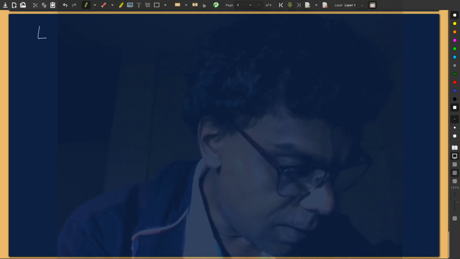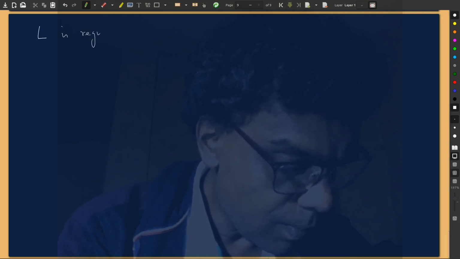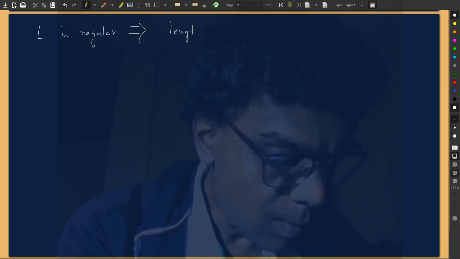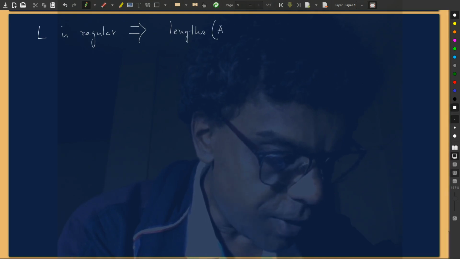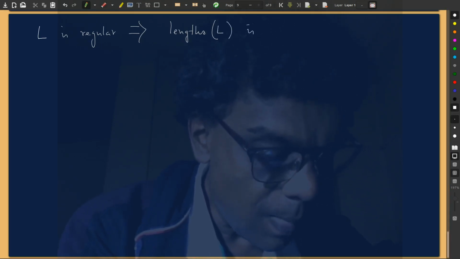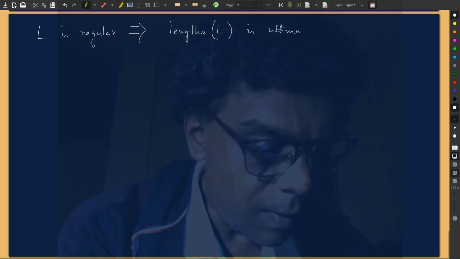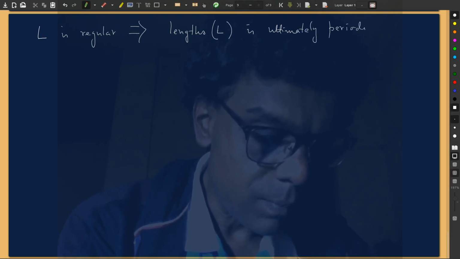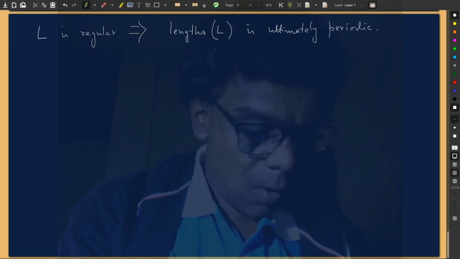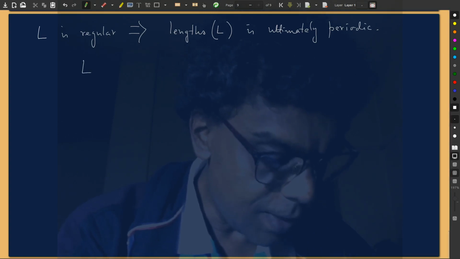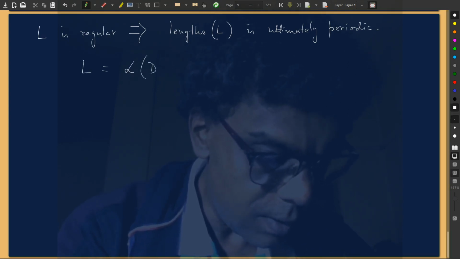So L is regular implies the set of lengths of all strings in L is ultimately periodic. So the proof goes something like this. L is regular means L is the language of a DFA, D.